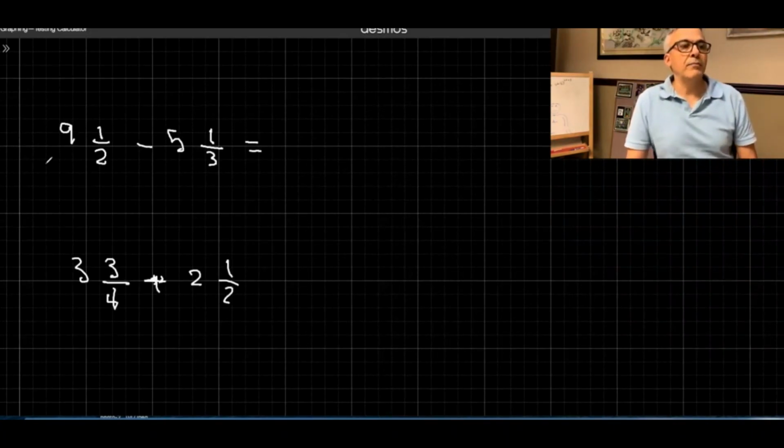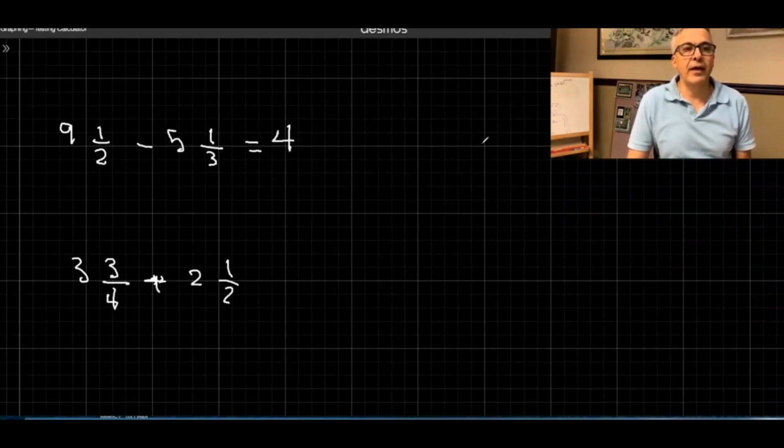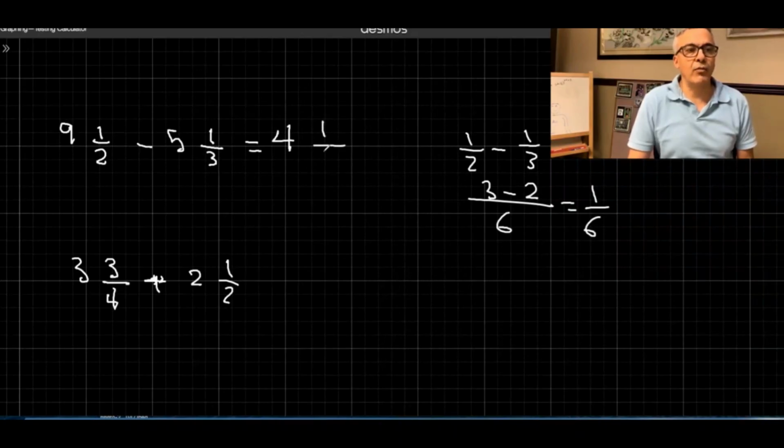So here's another one. We're subtracting. So we do the same thing. 9 minus 5 is 4. And I take the 1/2 minus 1/3 on the side. I do common denominator, which is 6. 6 divided by 2 is 3. 3 times 1 is 3. And then minus sign, 6 divided by 3 is 2. 2 times 1 is 2. So that equals 1 over 6.